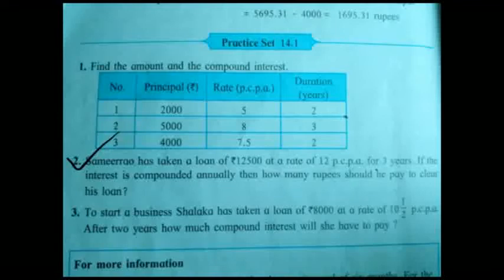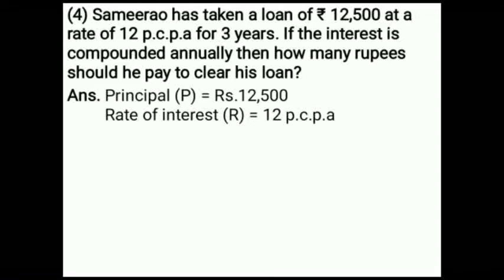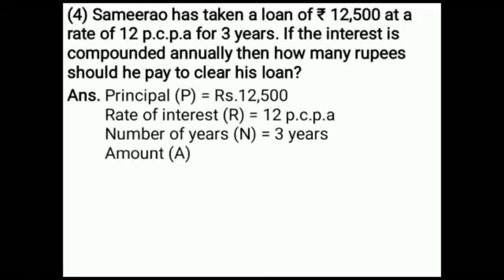If the interest is compounded annually, then how many rupees should he pay to clear his loan? If Samir Rao wants to pay to clear his loan, you have to find only the amount in compound interest if the interest is already compounded annually. Principal P is given rupees 12,500. Rate of interest R is equal to 12 percent per annum. Number of years N is equal to 3 years. So you have to find only the amount in compound interest.